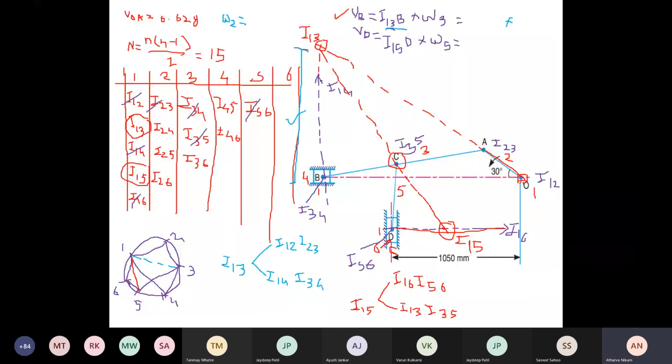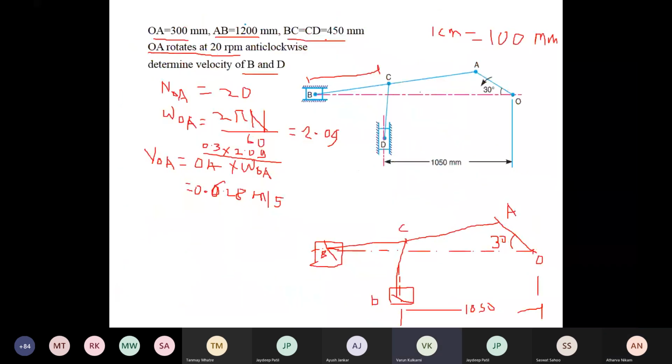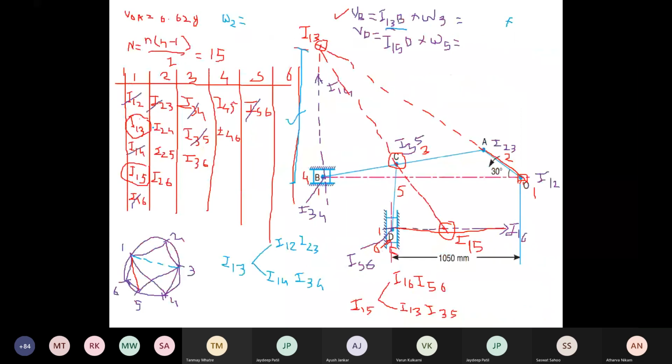Omega 2 निकाला है. यहाँ पे Omega OA 2.09 radian per second. Omega OA is nothing but your omega 2 because it is the link number 2, means 2.09. Okay, means omega 2 is equal to 2.09 radian per second. Okay, means you have to find out omega 3 by the formula. See here, the formula I will write here.